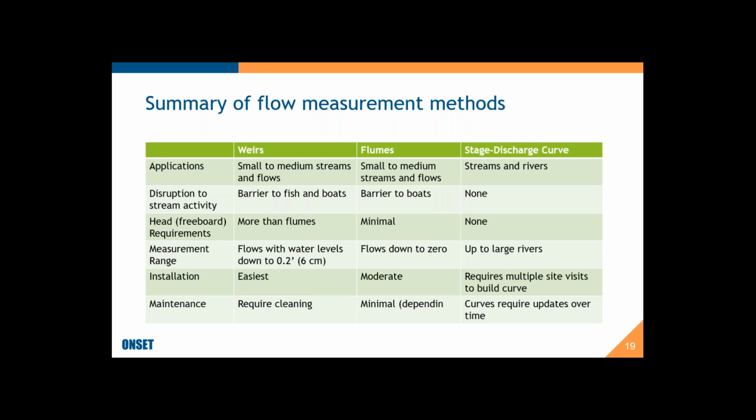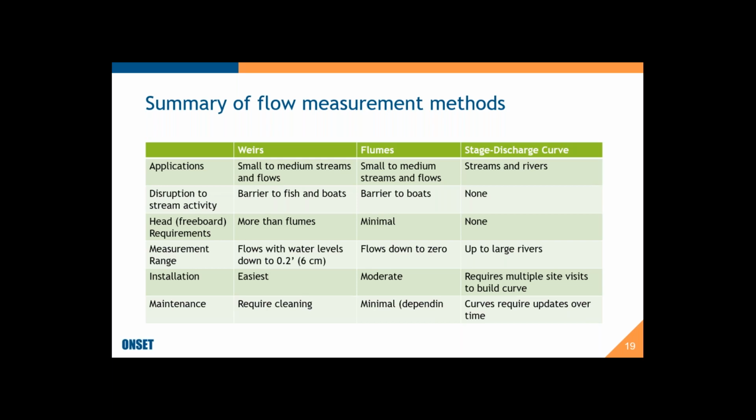So here's just a quick summary of what I've just gone through, comparing Weirs, Flumes, and stage-discharge curves. First row is just looking at the applications. Weirs and Flumes have similar applications, small to medium-sized streams, where stage-discharge curves tend to be used on streams and rivers. The Flumes have the least disruption to stream activity relative to Weirs, and stage-discharge curves, of course, don't affect the stream activity at all.